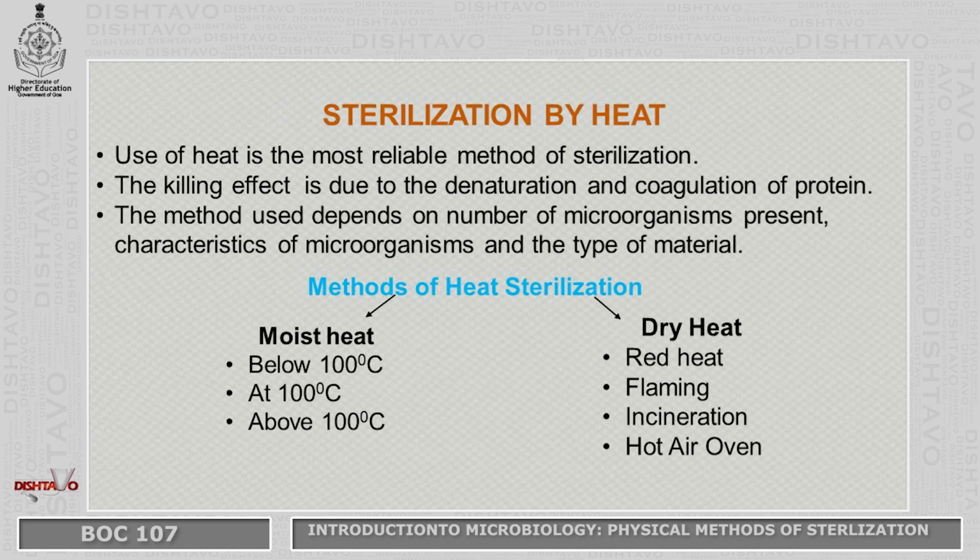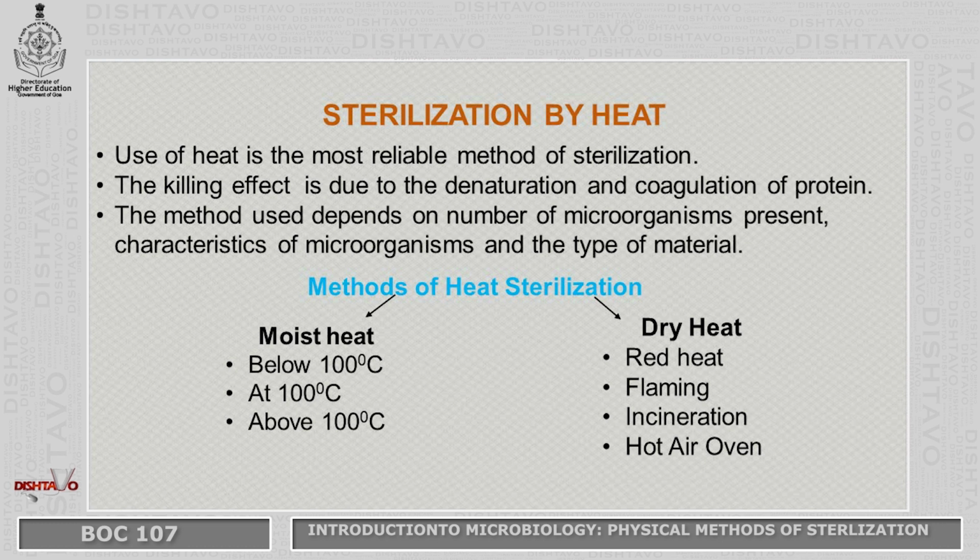Next is sterilization by heat. The use of heat is the most reliable method of sterilization. The killing effect is due to the denaturation and coagulation of protein. The method used depends on the number of microorganisms present, the characteristics of the microorganism and the type of material.